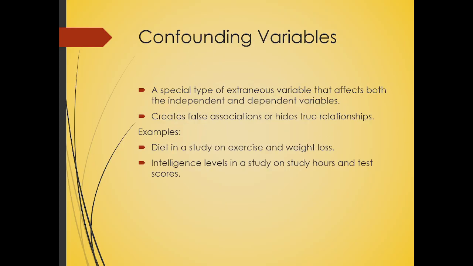Now let's look at confounding variables. Confounding variables are special types of extraneous variables that affect both the independent and the dependent variables alike. They create false association and hide the true relationship. For instance, we are looking at the effect of exercise on weight loss. But let's look at diet. Diet is not in our topic. Our topic is the effect of exercise on weight loss.